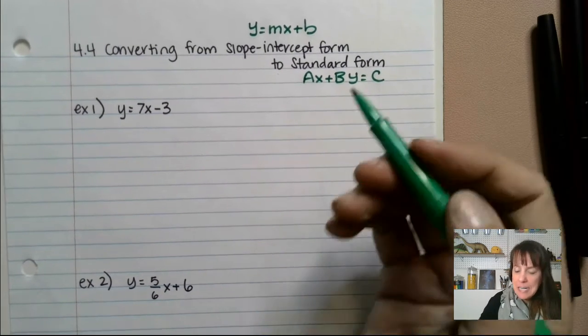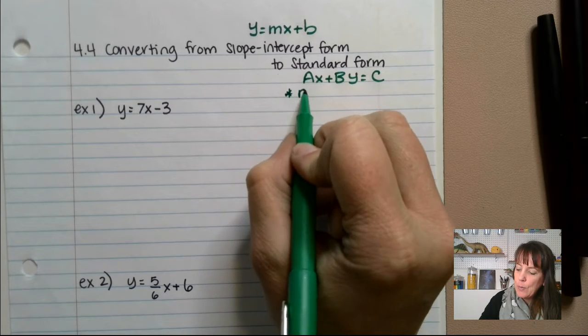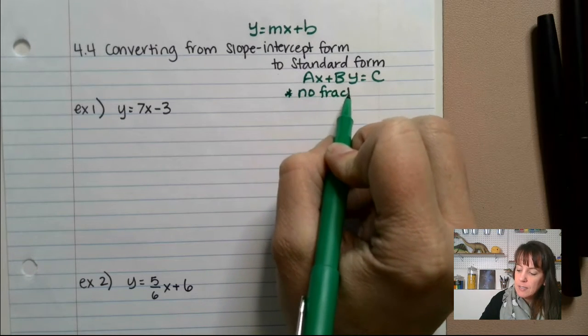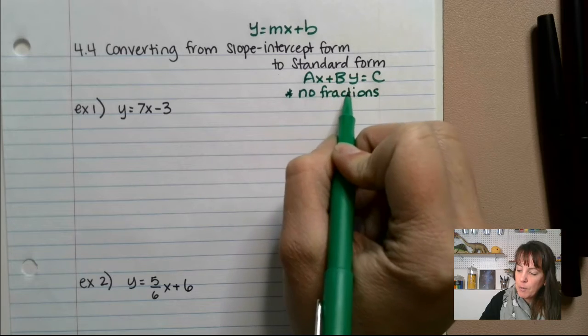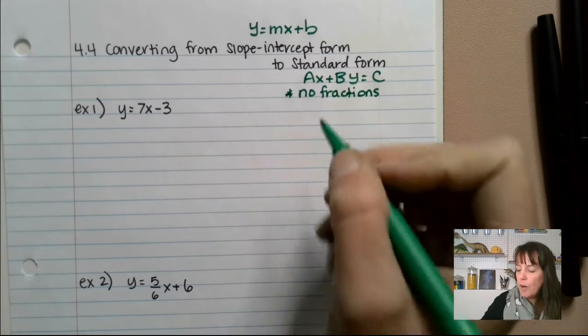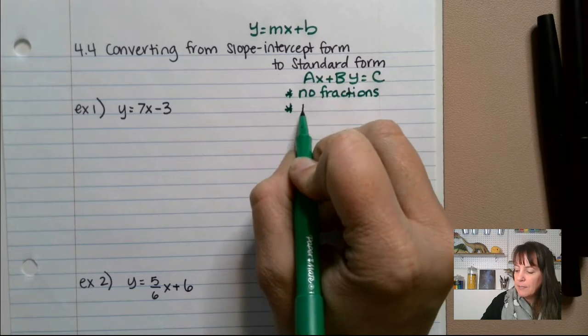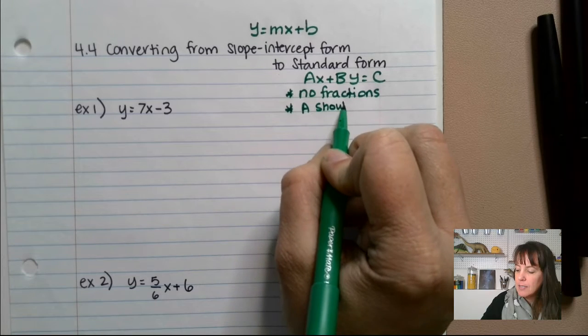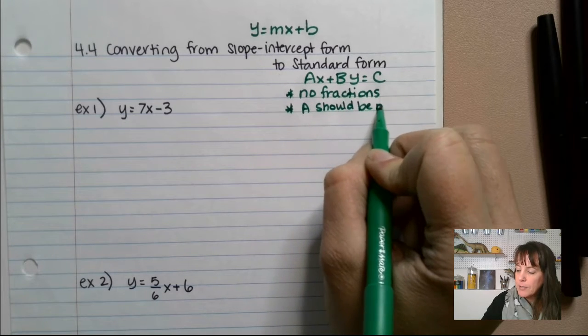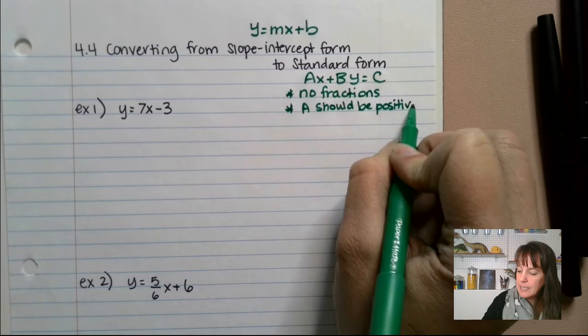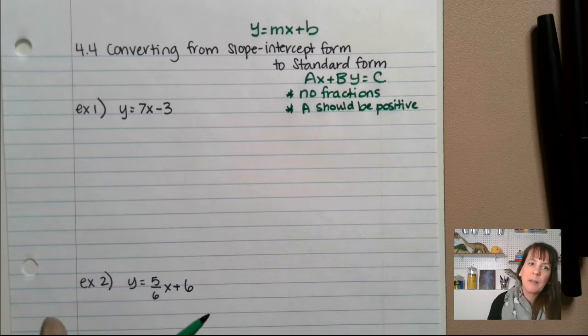The deal with standard form is no fractions. No fractions when we have it in standard form. And generally, you want your a to be positive. A should be positive. Okay, so here we have example number 1, y equals 7x minus 3.